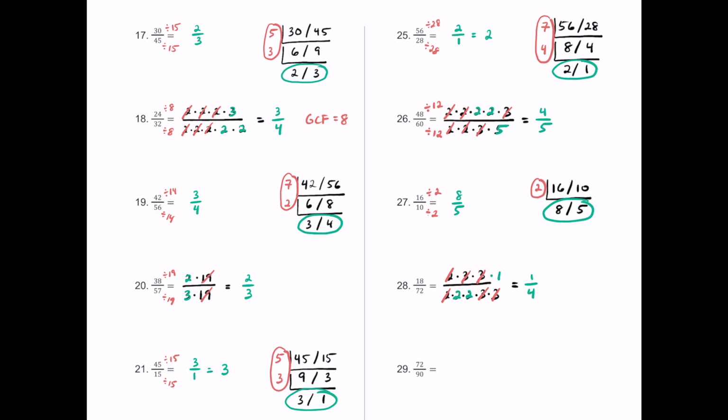We crossed off a 2 and a 3 and a 3, so 2 times 3 is 6, 6 times 3 is 18. So if you divide the top by 18 and the bottom by 18, you do get this 1/4.